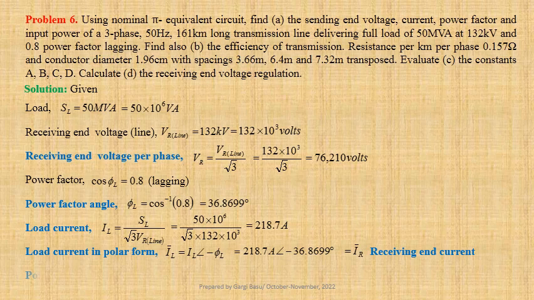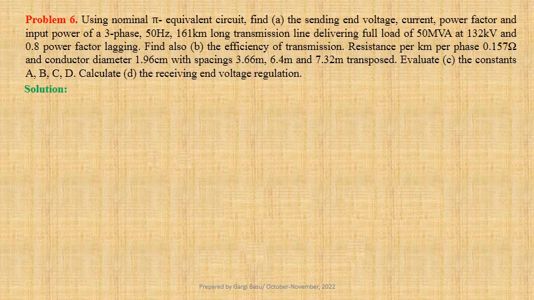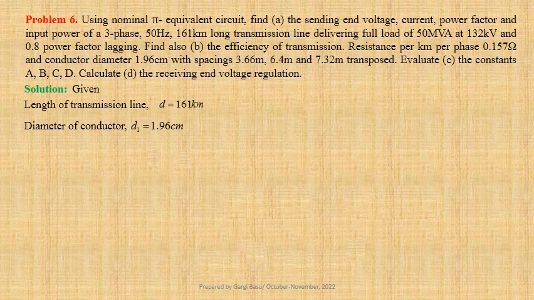Let us now calculate power delivered to the load. PL equals SL into cos phi L. Using values we get 50 into 0.8, that is equal to 40 megawatts. Given length of the transmission line D equals 161 kilometers. Diameter of the conductor D1 equals 1.96 centimeter. Let us now calculate radius of the conductor. R equals D1 by 2, that is equal to 1.96 divided by 2. That gives us 0.98 centimeter.